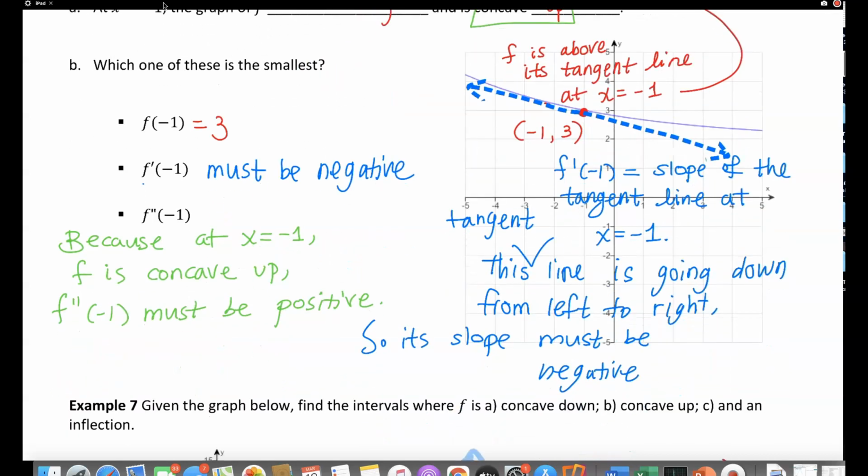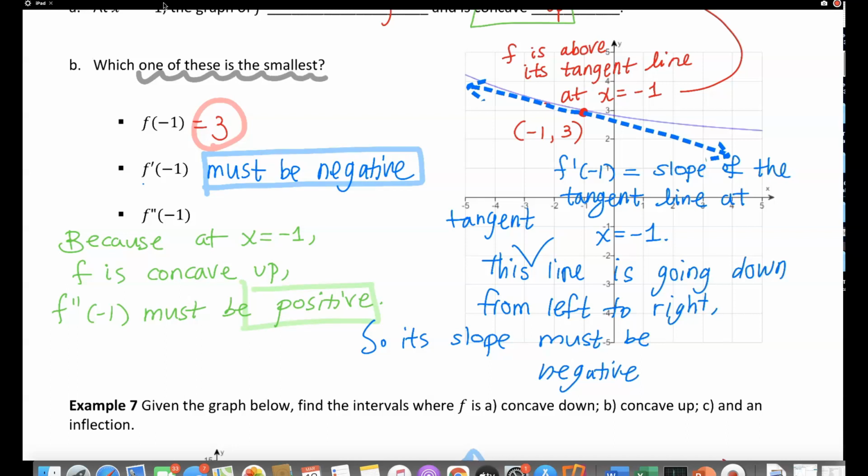So we were able to find the function value at -1. We knew it was 3. We know that the first derivative is a negative number, because the slope of the tangent line is negative since the function is decreasing from left to right. And lastly, we know that f double prime must be positive because it is concave up. What are they asking here? They're asking you which one of these is the smallest.